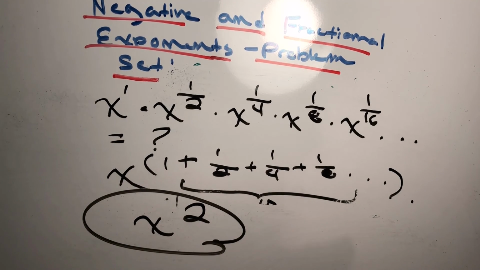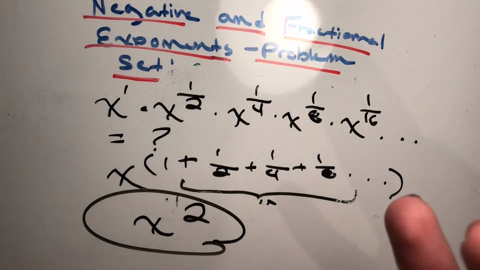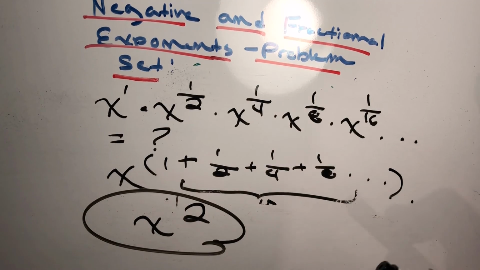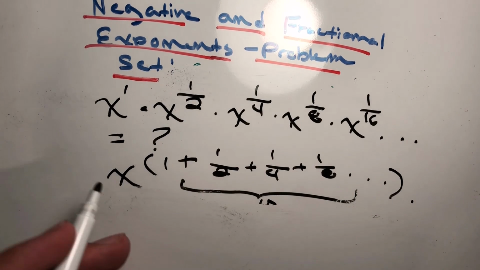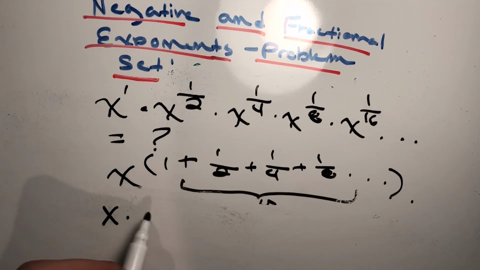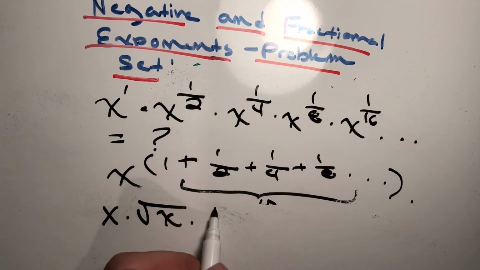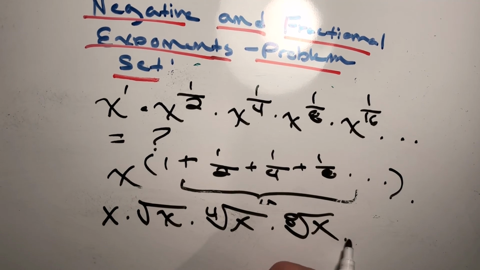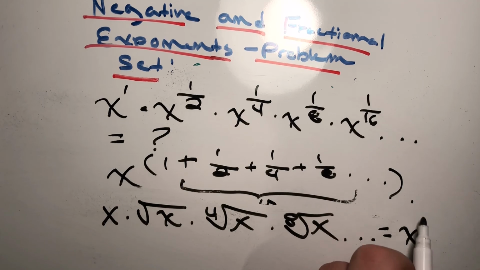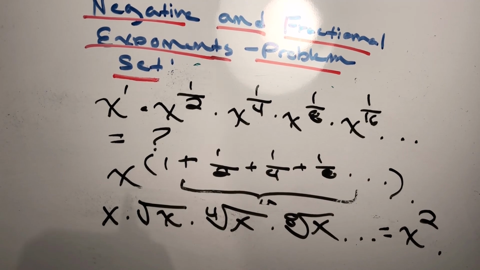All right? That's kind of a challenge problem. It's not necessarily important, but it is an interesting question. So basically what this is saying, if we convert all these into roots, is that x times the square root of x times the 4th root of x times the 8th root of x will actually eventually equal x squared. If we keep multiplying these things by one another, eventually they will end up equaling x squared. It's very interesting. And so with that said, let's do a recap.